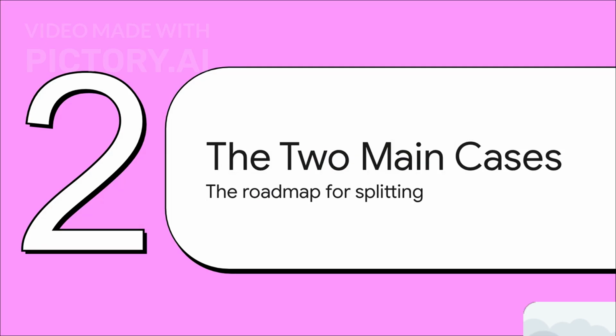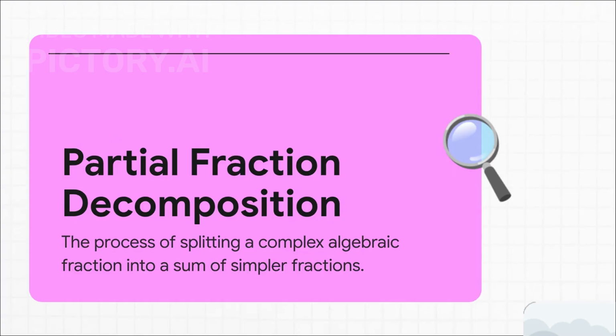So, how do we actually do this? How do we know how to split a fraction? Well, the secret, the entire roadmap, is hiding in the denominator. The kind of factors it has tells us exactly what method to use. It's kind of like a diagnosis. You have to look at the denominator first before you can prescribe the right treatment. And this whole process, this magic trick, it has a name: partial fraction decomposition.